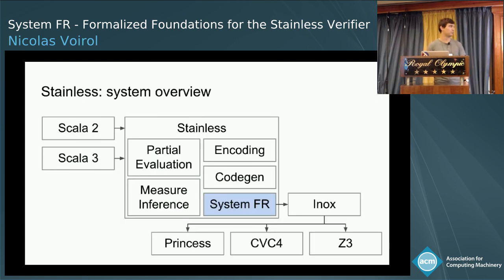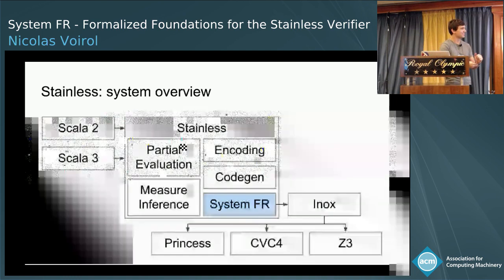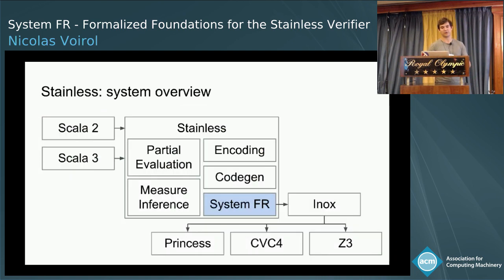Okay, now, but how does System FR fit into Stainless? So Stainless is this giant system that uses one of the Scala compilers, either the old one or the new one now, and then transforms this Scala source code into something that System FR understands. It does measure inference also, so System FR can automatically prove termination without having to annotate everything at the Scala source level. And then once it gets to System FR, it runs the type checker, and every time it encounters an equivalence judgment, it discharges it using Inox, which is then backed by one of three SMT solvers.